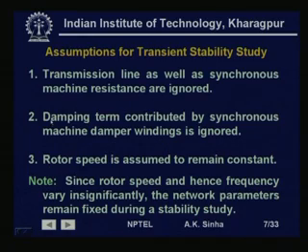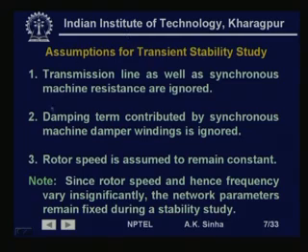The third assumption we make is that rotor speed is assumed to remain constant. Well, the rotor speed actually does not remain constant, but the change in rotor speed from the synchronous speed is very small. That is, when we are talking about the change in speed, it will be, say, from 3000 rpm to maybe 3005 rpm or so. That is, we are saying that the change in speed is negligible or very small, and it does not cause much error if we assume that the speed remains constant.